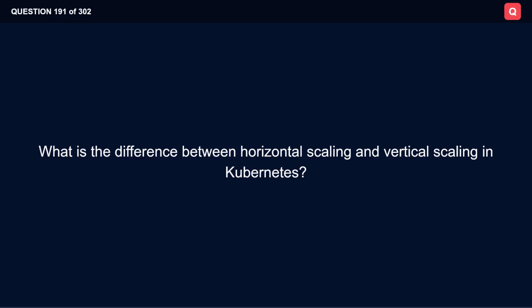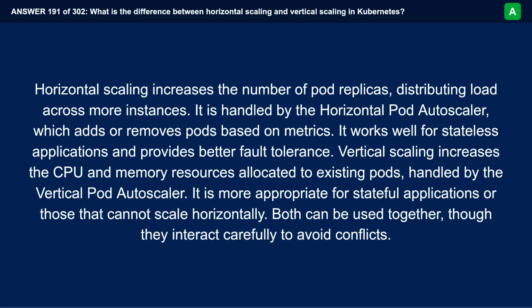What is the difference between horizontal scaling and vertical scaling in Kubernetes? Horizontal scaling increases the number of pod replicas, distributing load across more instances. It is handled by the horizontal pod autoscaler, which adds or removes pods based on metrics. It works well for stateless applications and provides better fault tolerance. Vertical scaling increases the CPU and memory resources allocated to existing pods, handled by the vertical pod autoscaler. It is more appropriate for stateful applications or those that cannot scale horizontally. Both can be used together, though they must be configured carefully to avoid conflicts.